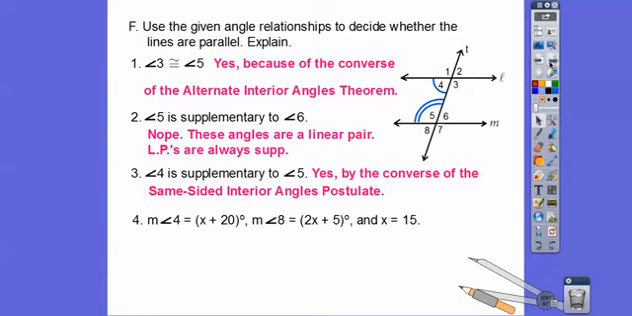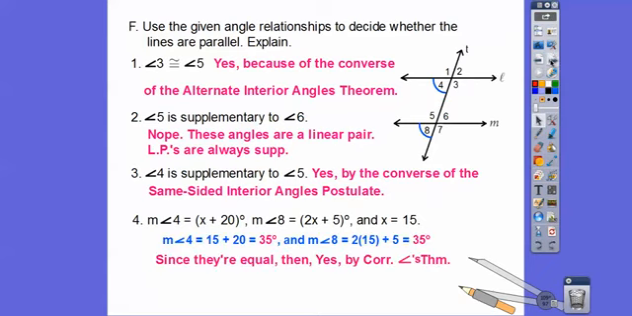Okay, same-sided interior angles. All right, so this says 4 and 8. Okay, 4 and 8 are corresponding angles. So if they're congruent, then I can say, yes, those lines are parallel. So 4 is x plus 20, 8 is 2x plus 5. Let's plug in 15. 15 plus 20 is 35. 2 times 15 is 30. 30 plus 5 is 35. So since they're both equal to 35, then yes, because of the corresponding angles theorem right there. So the lines would be parallel.